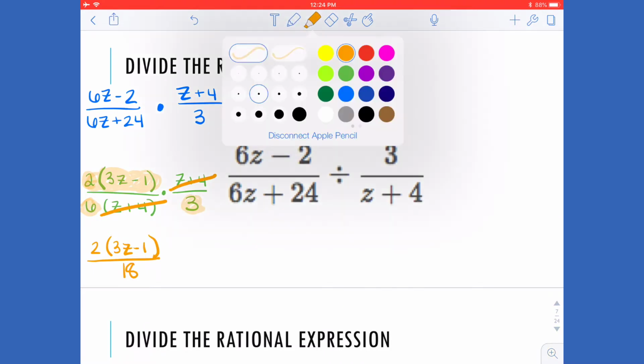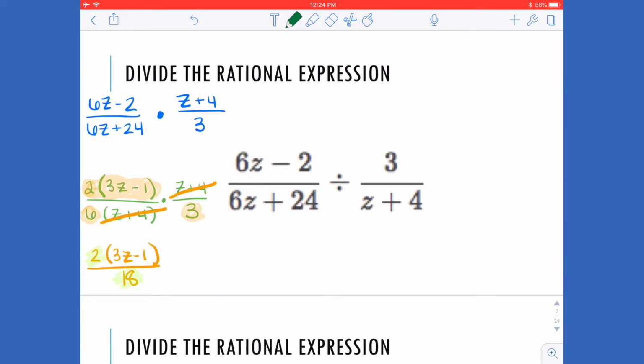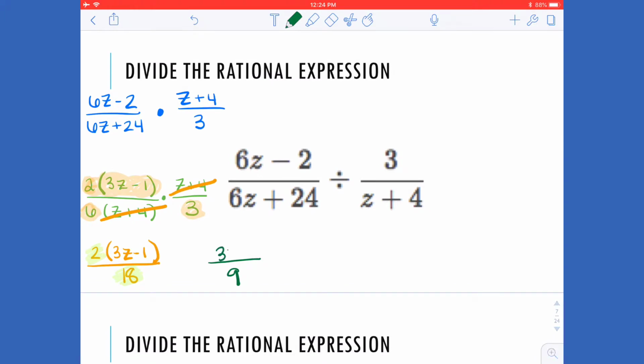And then I notice that I actually can simplify some more because I end up with 2 in the numerator and 18 in the denominator. And that reduces down to 1 over 9. And so I have 3z minus 1 left in the numerator and 9 in my denominator. And that represents my final solution.